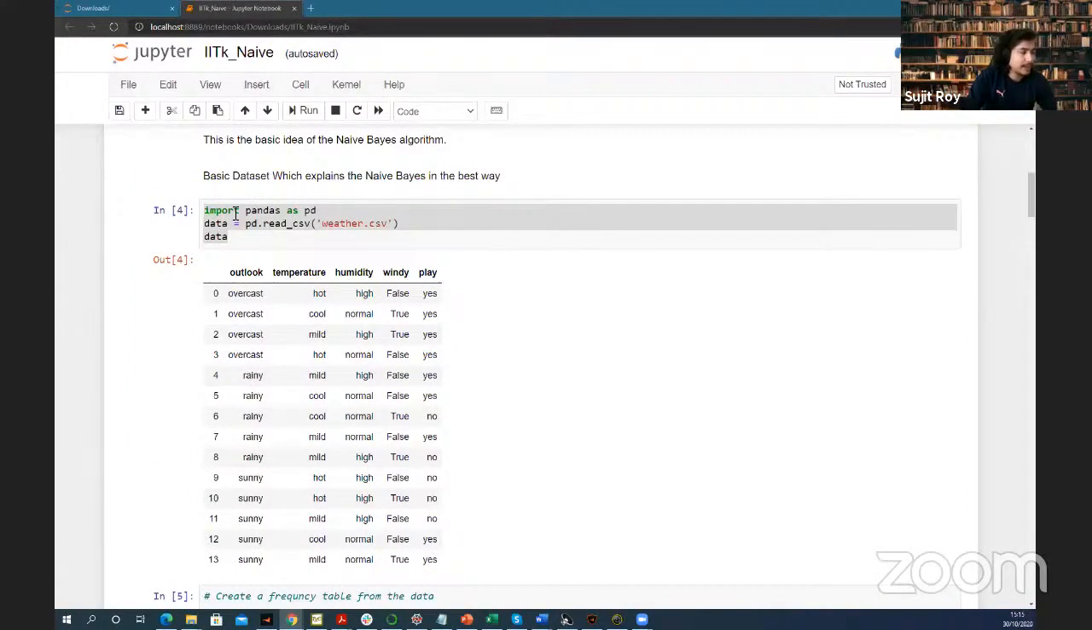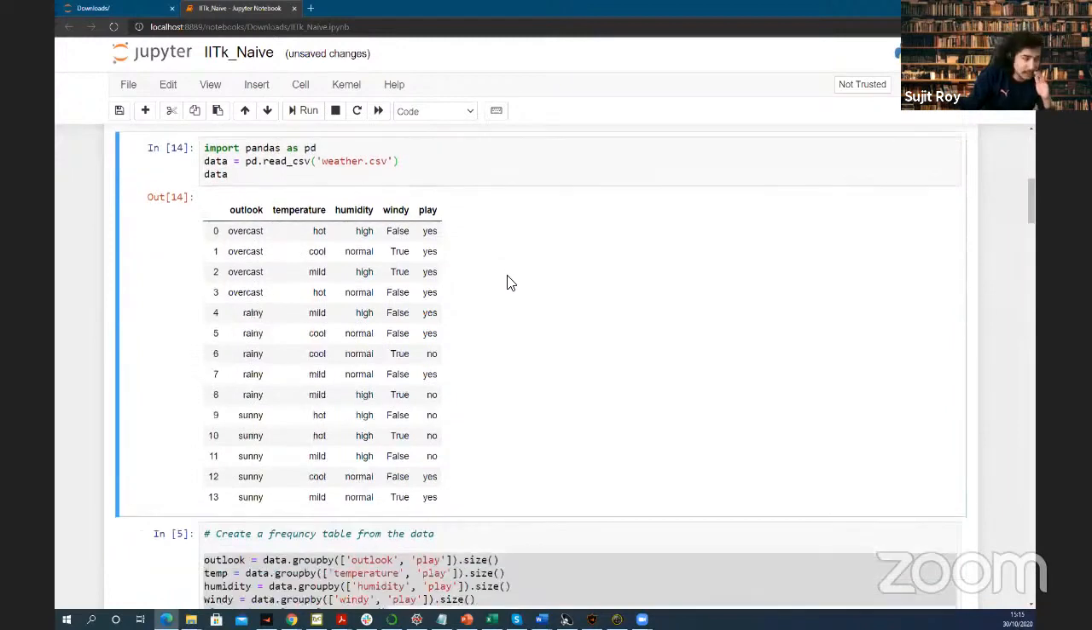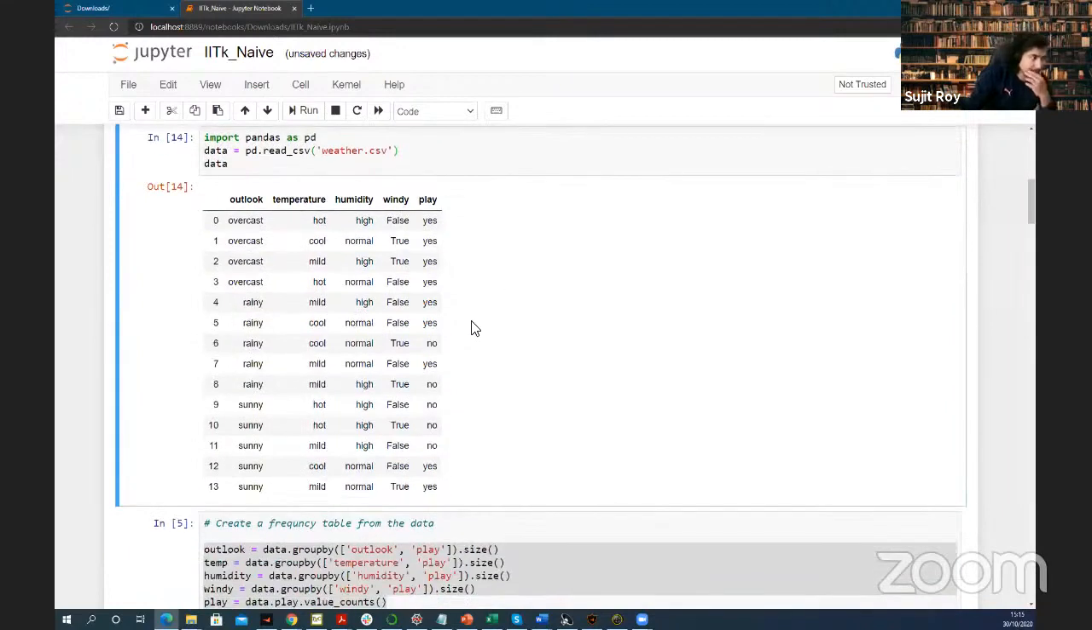So import pandas as pd, simple. We are just importing the library. Here we are trying to read the data file, which is data.csv, and we do the data thing. Okay, everybody do this thing quickly. Load the data set and you're able to see the data set.